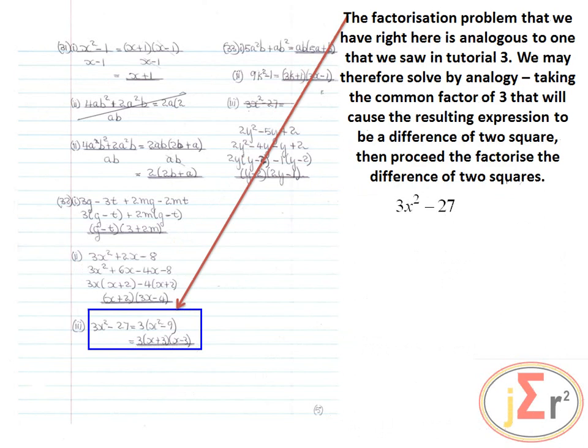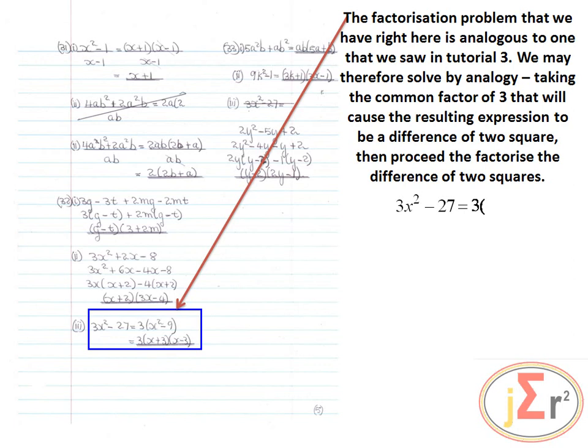The factorization problem that we have right here is analogous to one that we saw in tutorial 3. We may therefore solve by analogy, taking the common factor of 3 that will cause the resulting expression to be a difference of 2 squares, then proceed to factorize the difference of 2 squares. We have solved a problem like this before, so we do not need to keep going around in a circle. We take a common factor first and see what happens next.